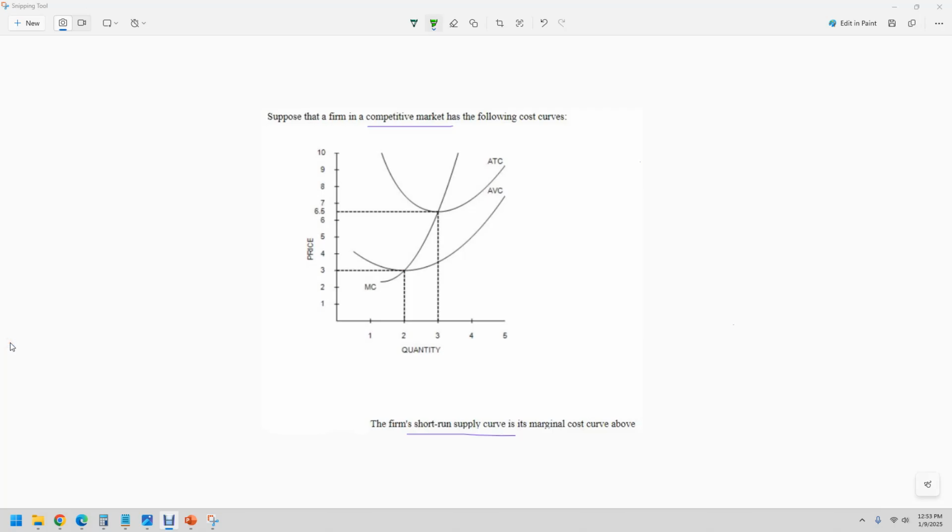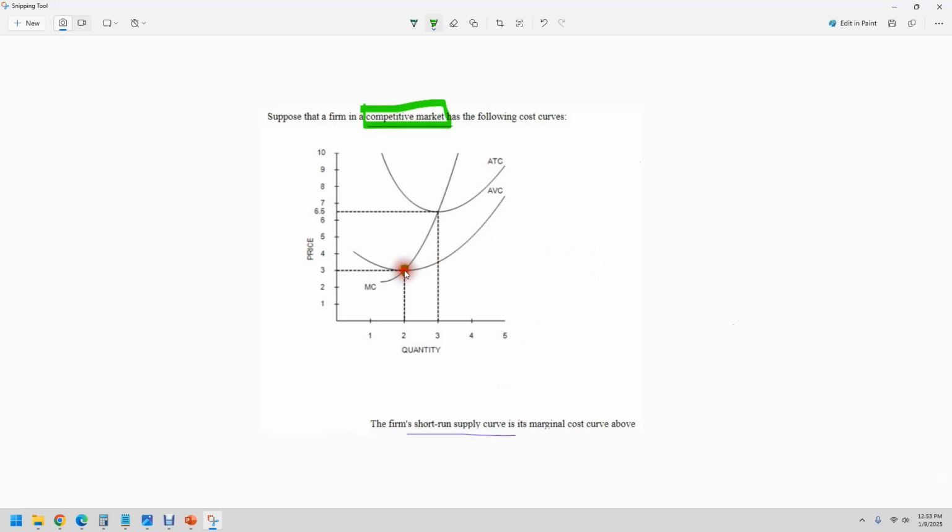In this video, let's consider what the firm's short-run supply curve is given this set of cost curves. We're told that this is a perfectly competitive firm in a competitive market. So their short-run supply curve is going to begin at the shutdown point, which is the point at which they would stop producing in the short run, and any price that's higher than that.